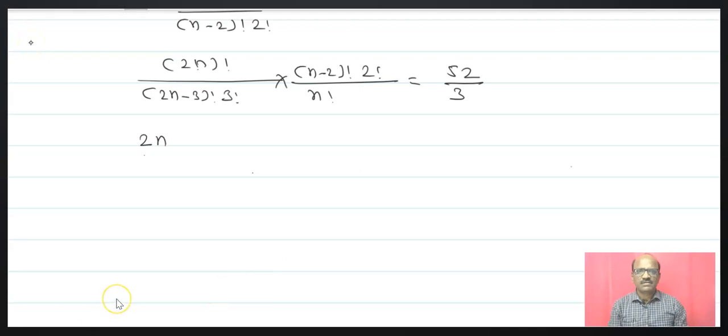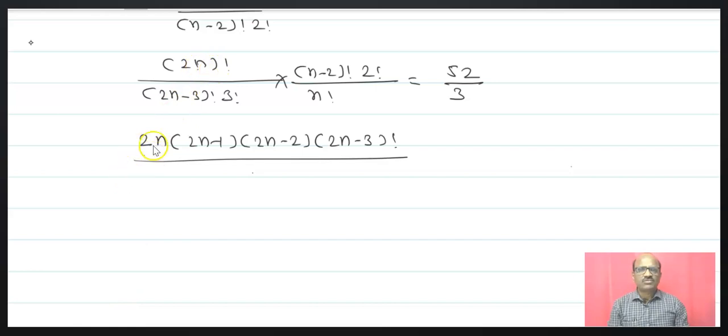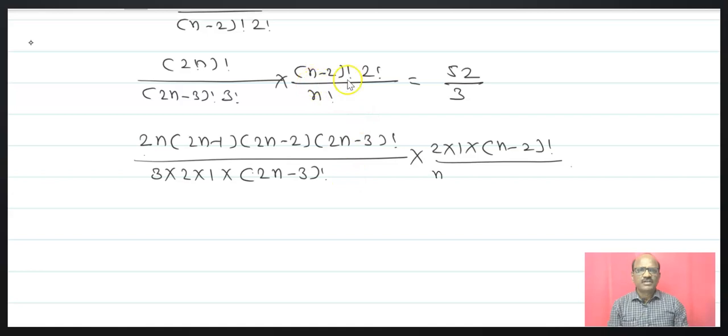Therefore, now evaluate this. Here is 2n factorial, we can reduce this to 2n into 2n minus 1 into 2n minus 2 into 2n minus 3 factorial. And in the denominator, 3 factorial means 3 into 2 into 1. 2n minus 3 factorial gets cancelled here. And the numerator, keep it as it is. N factorial can be reduced to n into n minus 1 into n minus 2 factorial, is equals to 52 upon 3. Now the terms cancellations.